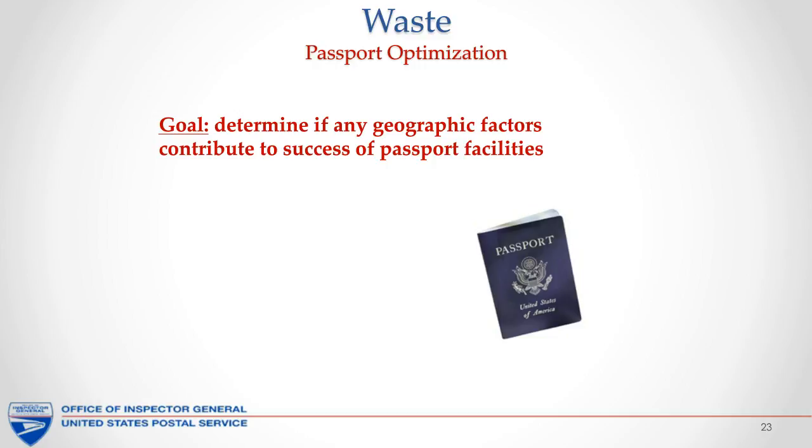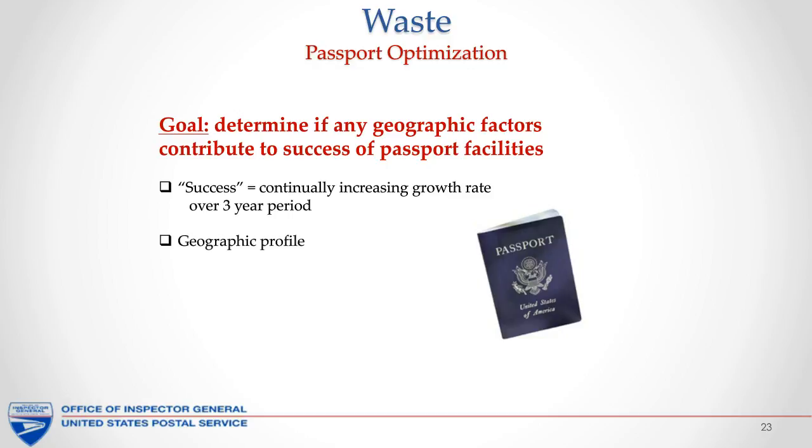So if we can find these common factors that tend to lend towards success, then maybe we can duplicate them or relocate some existing facilities to areas like that and reproduce some of the success that we're seeing at these locations. So we define success as having a continually increasing growth rate over a 3-year period. So we use data from FY12 to FY14 to calculate the growth rate. And then we created a geographic profile using GIS.